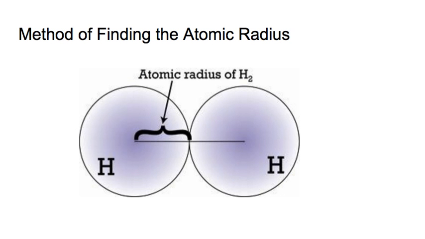In order to find the atomic radius, you take two of the same elements, let's say hydrogen in this case, and you put them as close together as possible without them fusing, and you measure the distance from the two nuclei and divide that by 2. This will give you the radius of the atom. This is just one of the many methods of finding the atomic radius.